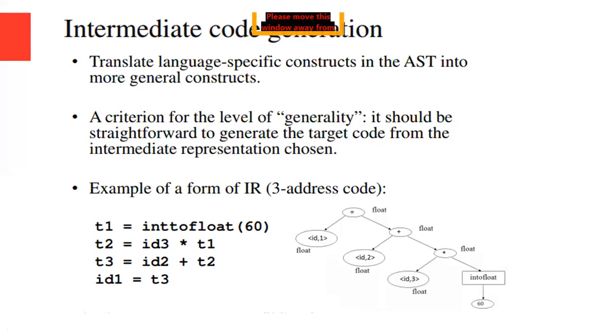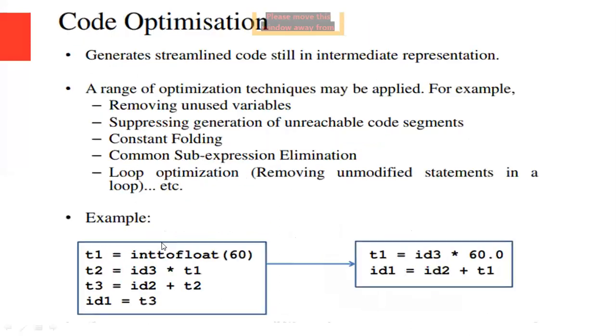In intermediate code generation, the output is this intermediate representation. So this is taken as the input to code optimization. It is the output of intermediate code generation, and it is taken as the input to the code optimization. So this is the code optimization. That means generate streamlined code still in intermediate representation.